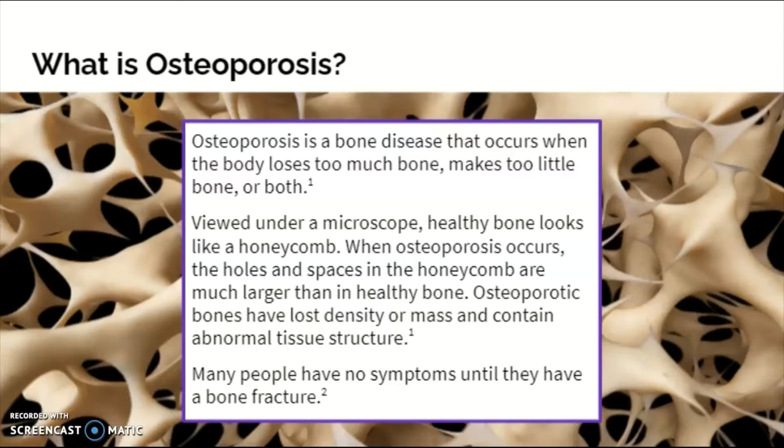So, what is osteoporosis? Osteoporosis is a bone disease that occurs when the body loses too much bone, makes too little bone, or both. When viewed under a microscope, healthy bone looks like a honeycomb. When osteoporosis occurs, the holes and spaces in the honeycomb are much larger than in healthy bone. Osteoporotic bones have lost density or mass and contain abnormal tissue structure. Many people have no symptoms until they have a bone fracture.